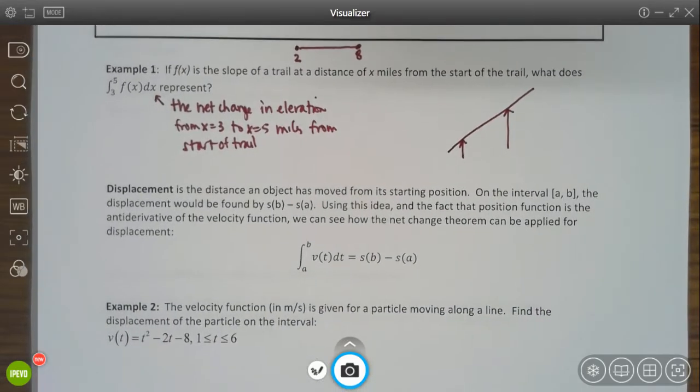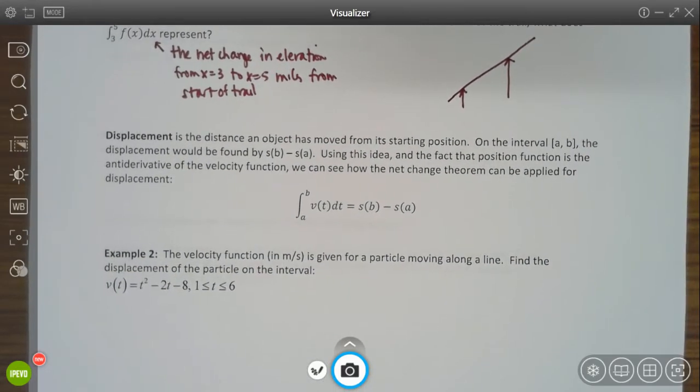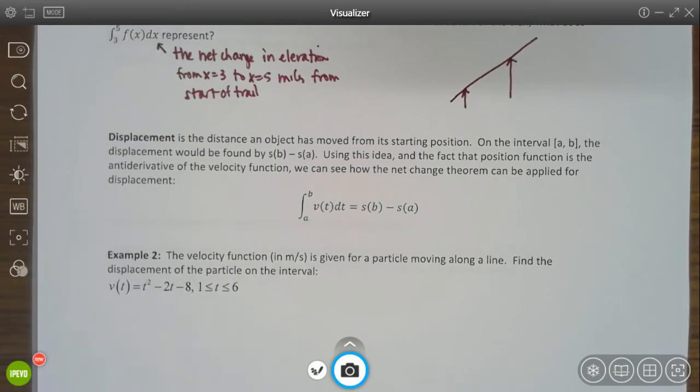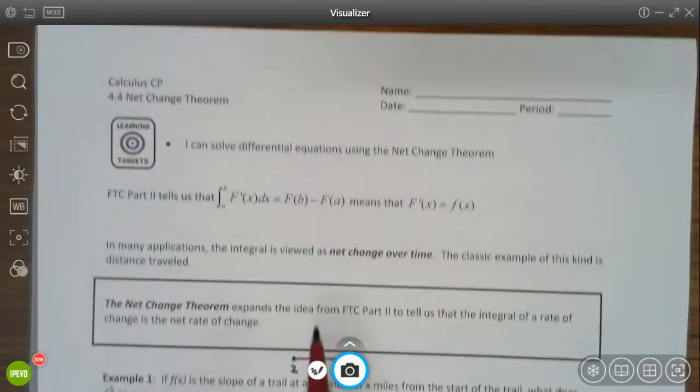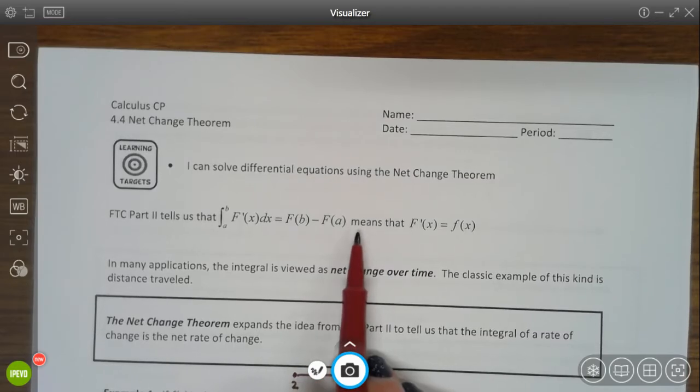So the most common application of this is when we're talking about that net change in position, which we call the displacement of an object. The displacement tells me how far an object has moved from its original starting point. So on a given interval from a to b, the displacement would be found by taking the position at the endpoint, which would be s of b if we're using s to represent our position function, minus its original starting position at point a, s of a. Well, that looks a lot like my FTC up here, where I do F of b minus F of a.